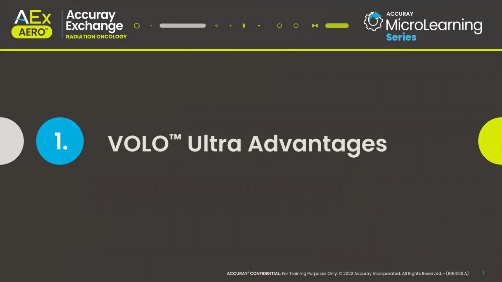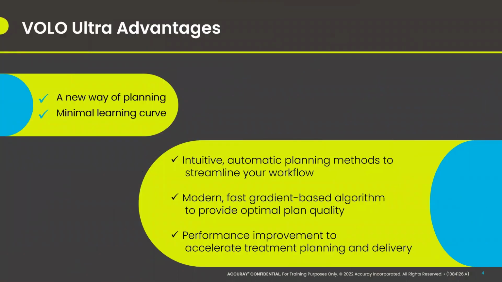Let's get started with our first topic and look at the advantages of the VOLO Ultra. So we've had lots of requests to add features to our current planning software. Things like intuitive pitch selection, rescaling post-optimization, and also reduced complexity of planning. So instead of just adding these new features to our current planning software, our R&D team developed a completely new way to plan on Tomo. And with this improved optimization, it basically allowed our developers to incorporate important new features, plus provide a more simplified and faster planning experience.